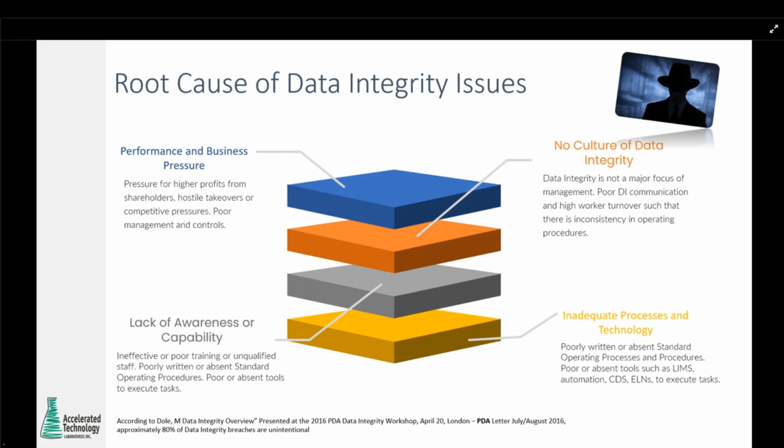Now we've learned what ALCOA Plus is. Now what happens when there's a violation in data integrity? If we take a look at root causes of data integrity issues, some of them include performance and business pressure. Oftentimes, organizations have invested a lot of time and money in the creation of certain products, and when they find a problem, they make a decision: should we just ship anyway or should we correct the problem? And oftentimes, higher profits and cost pressure wins over safety.